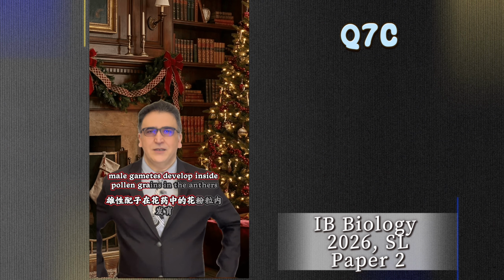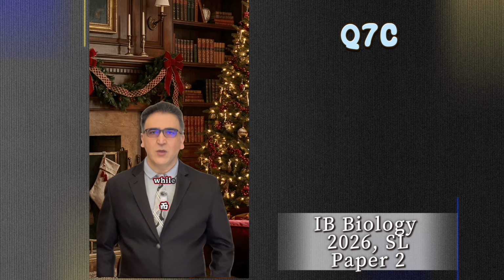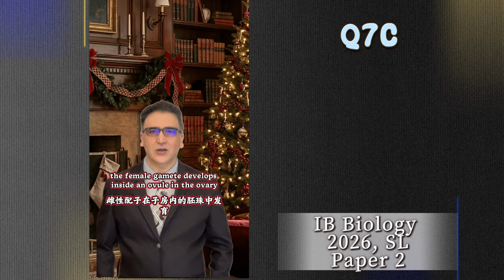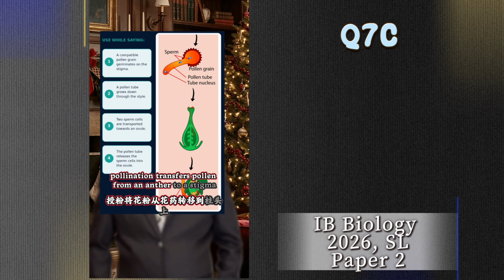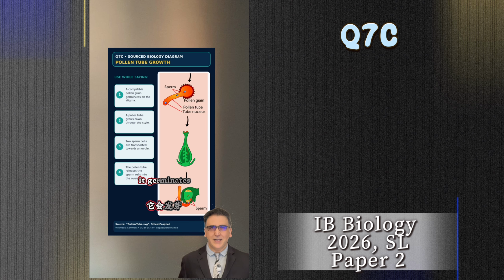Male gametes develop inside pollen grains in the anthers, while the female gamete develops inside an ovule in the ovary. Pollination transfers pollen from an anther to a stigma. If the pollen is compatible, it germinates, and the pollen tube grows down through the style towards an ovule.